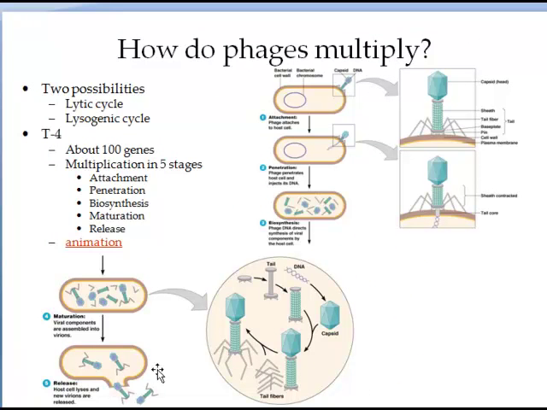So the host cell will lyse, or burst, and the new virions are released. The term lysis is generally used for this stage in the multiplication of the T-even phages, because in this case the plasma membrane breaks open, or lyses, and that's why it's called the lytic cycle. So let's go to the next couple of slides.